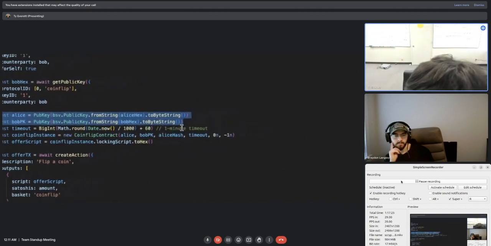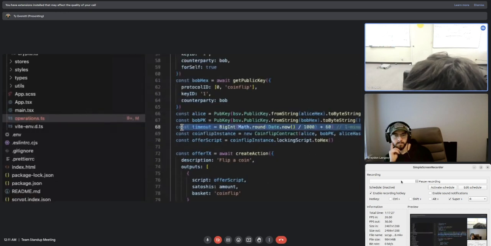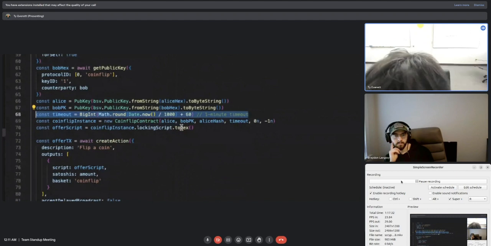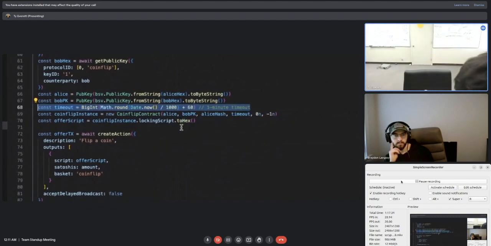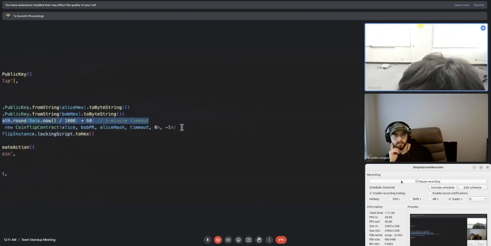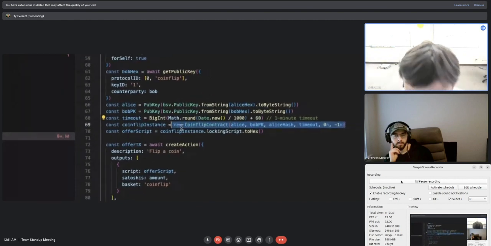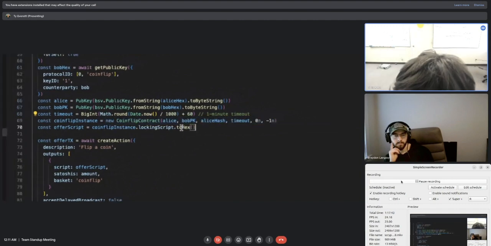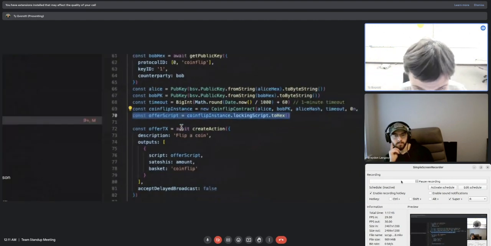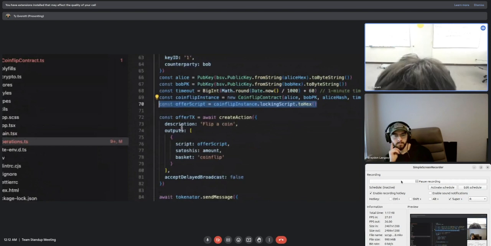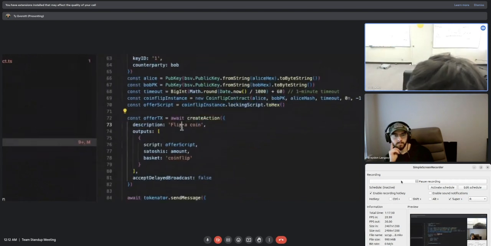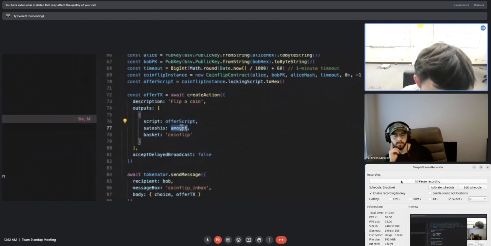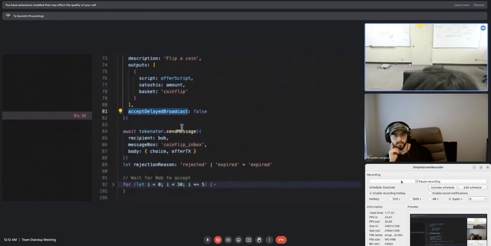The timeout is, of course, here, and we ran through this before, I think yesterday. The timeout is based on the date plus, I believe, 60 seconds. Then we make a new instance of the contract using these things, and that's how that goes. The offer sCrypt is actually the unlocking sCrypt. Then we're going to make the transaction. So we say create action, flip a coin. Here's the output, we put it in the basket so that we can see it, and here's the amount we're challenging for. And that's about it.